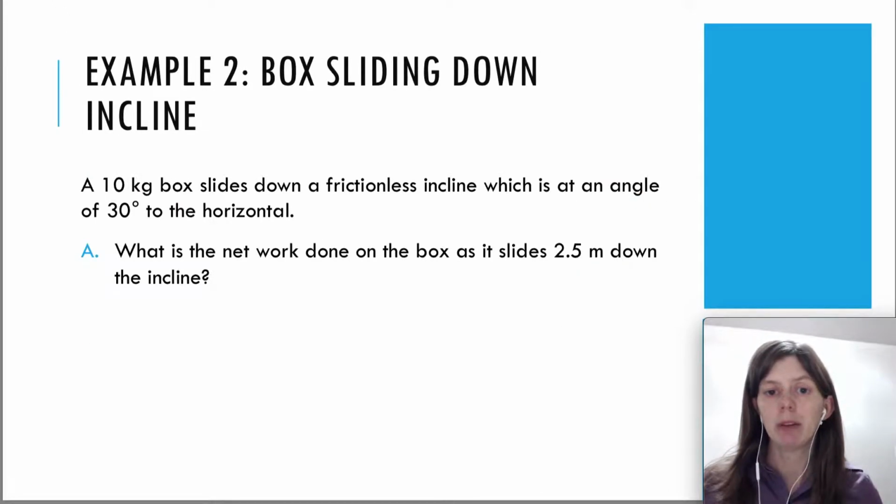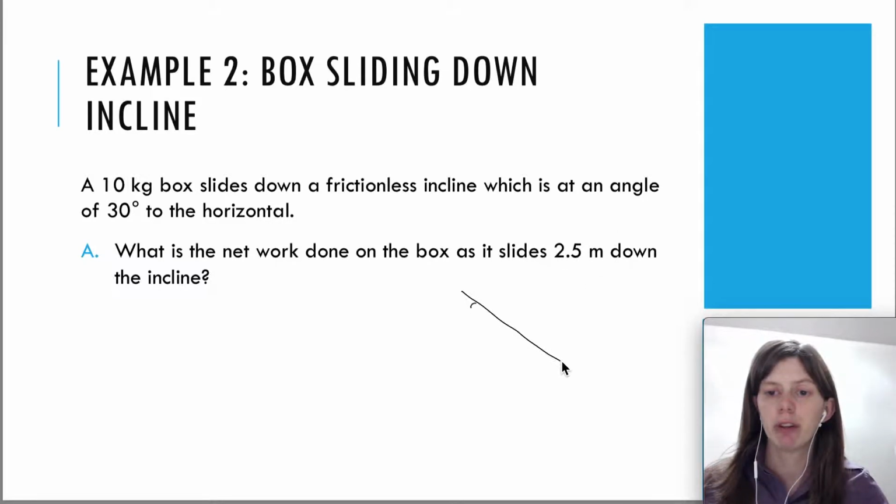So let's do an example. I have one example and one your turn. A 10-kilogram box slides down a frictionless incline which has an angle of 30 degrees to the horizontal. What's the net work done on the box as it slides 2.5 meters down the incline?